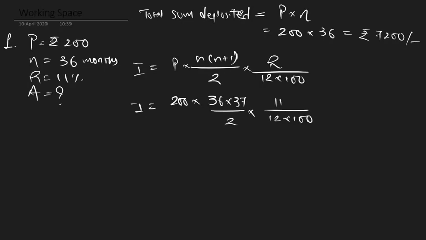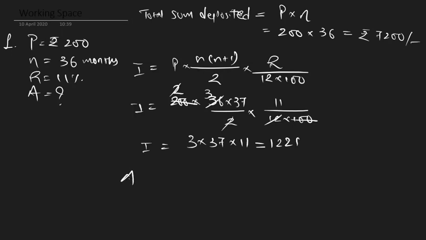Let's simplify this. 100 2s are 200, 2 2 cut, 12 3s are 36. So interest is 3 into 37 into 11. Nothing remains in the denominator. Let me just calculate. 3 into 37 into 11. That is 1221. So I got the interest, and I got the total sum deposited.